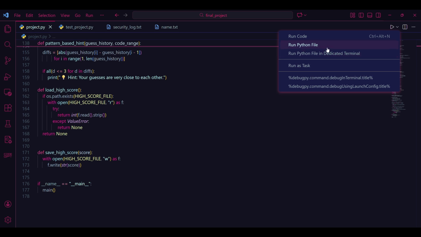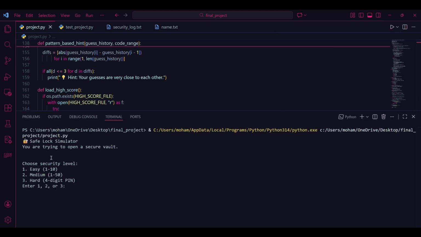The program simulates a secure vault protected by a numeric code. The user can choose between three security levels. I'll select the hard level, which uses a 4-digit PIN and fewer attempts.